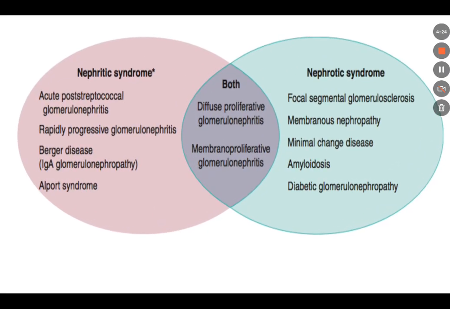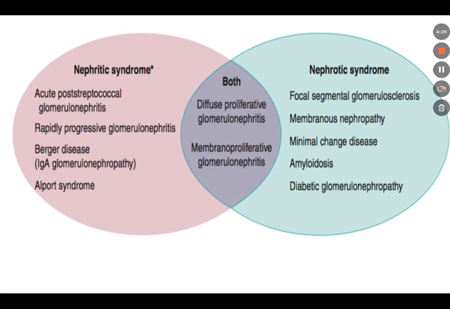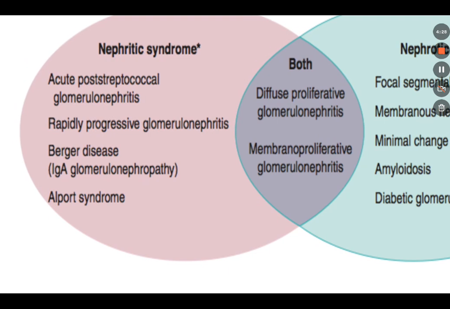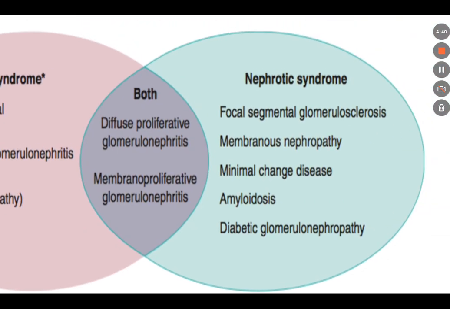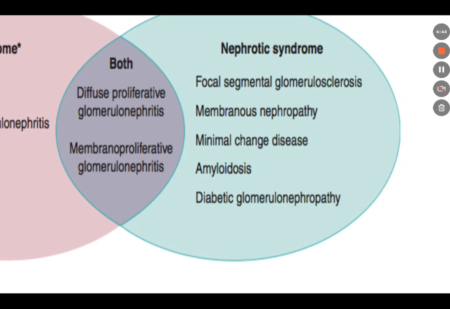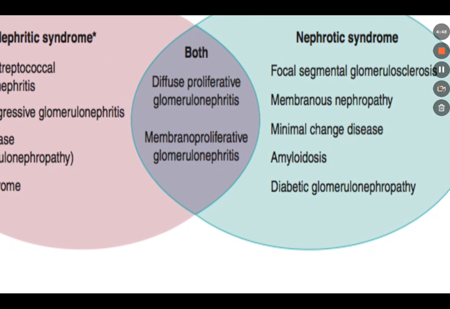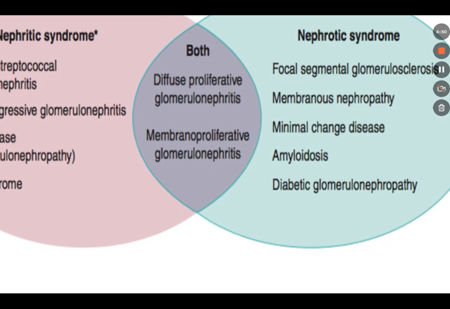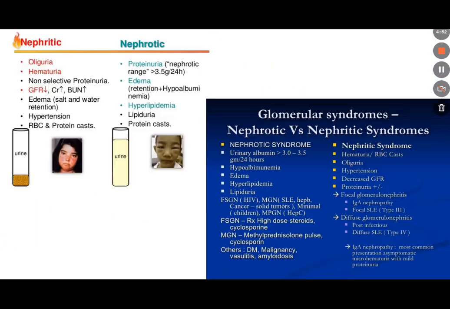Now if you look at the entities, among the nephritic syndromes we have acute post-streptococcal glomerulonephritis, RPGN, and something called IgA nephropathy, which is Berger's disease, and your Alport syndrome. They all have the nephritic presentation. And among the nephrotic ones we have FSGS, membranous nephropathy, minimal change disease, amyloidosis, and diabetic nephropathy. And both presentations can be seen in diffuse proliferative and membranoproliferative glomerulonephritis.